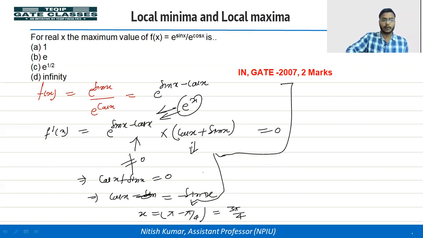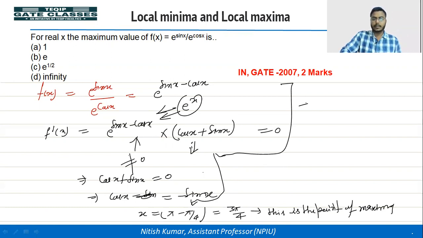So what is the maximum value? No need to check the double differentiation at this point. This is the point of maximum value according to the question. This is the point of maxima.